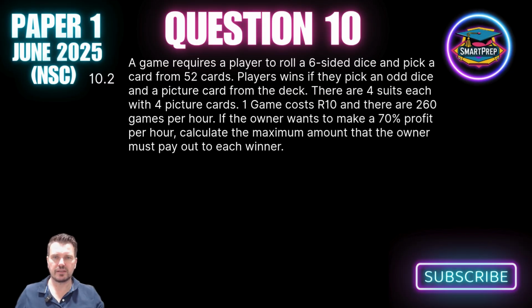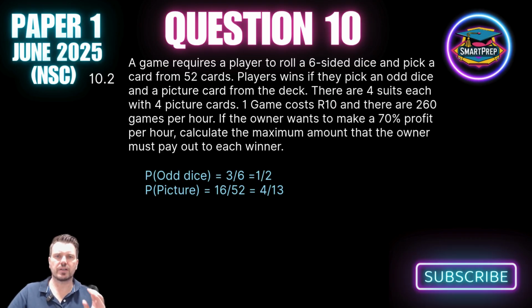Question 10 is quite a long one. It says, a game requires a player to roll a 6-sided dice and pick a card from 52 cards. A player wins if they pick an odd dice and a picture card from the deck. There are 4 suits, each with 4 cards. So this is a regular playing deck. One game costs 10 Rand and there are 260 games. If the owner wants to make 70% profit per hour, calculate the maximum amount that the owner must pay out to each winner.